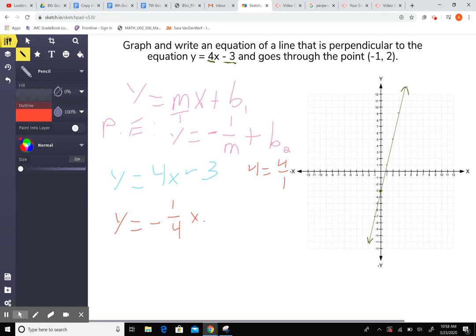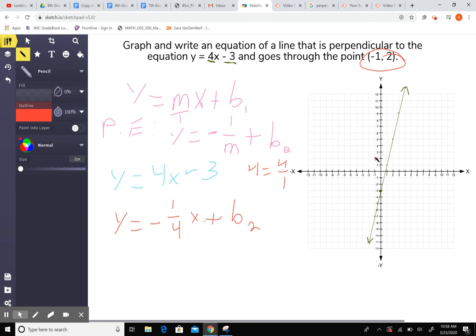And then I'm going to have a new y-intercept, so I'm going to go plus b2, because I technically don't know the y-intercept yet. But I do know one other piece of information. They told me a point that this equation is going to go through. It's going to go through the point negative 1, 2, which is right here.